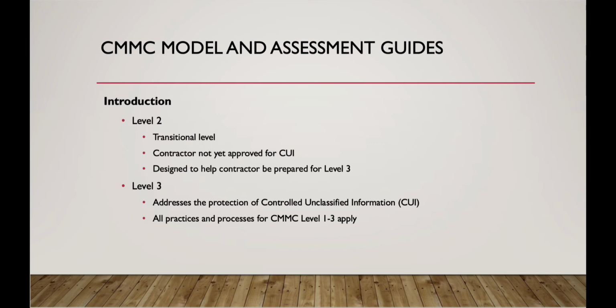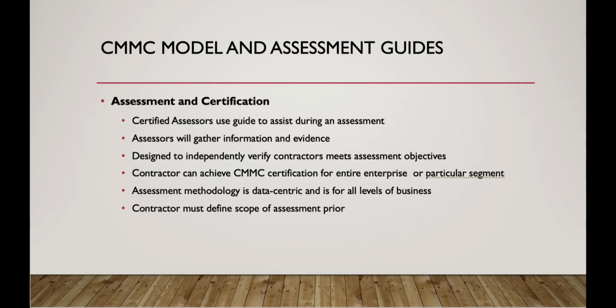Level 3 addresses protection of controlled unclassified information and all the practices for the CMMC model, level 1 through 3. And again, that level 3 is now level 5, level 2 is now level 3. Yeah, it's confusing as all get out. I apologize. I'll have some other podcasts out there that talk through this as more comes out. But just think of it this way: there's levels 1, 2, and 3. That's it. There's no level 1 through 5 anymore.